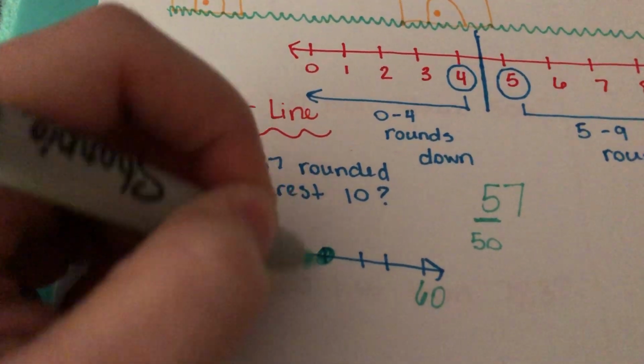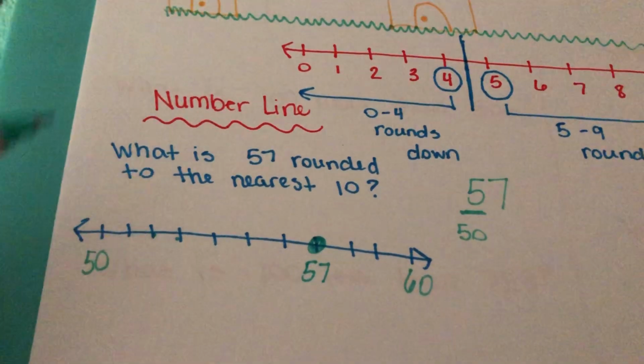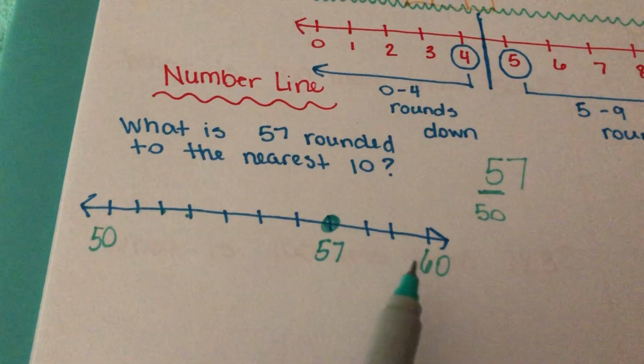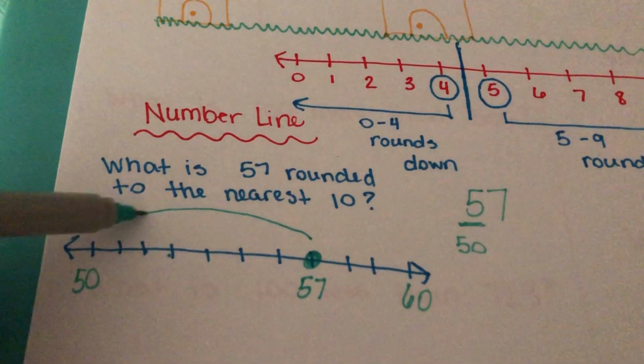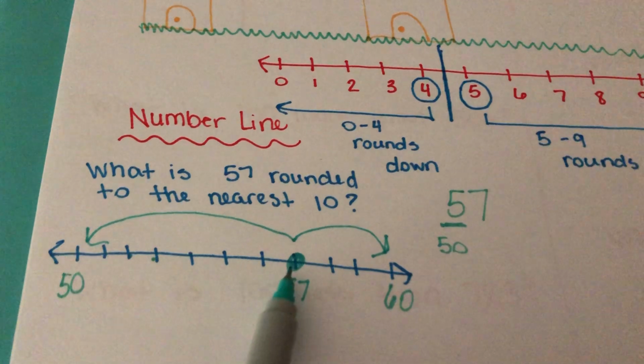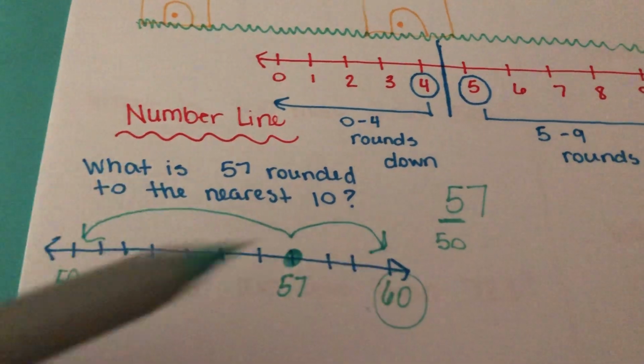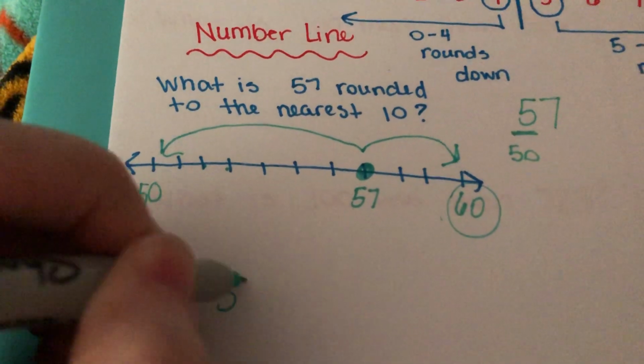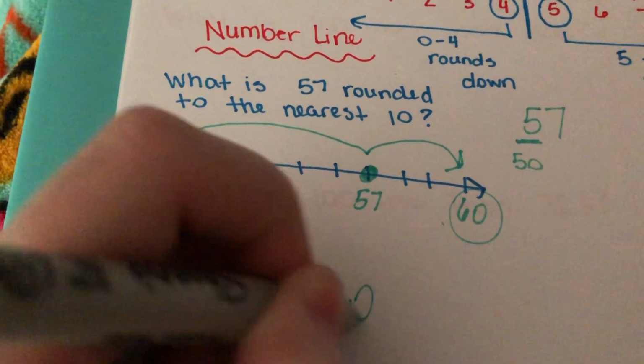Let's put a big old dot here and write 57. Now we need to just take a look. This is a very good, easy visual. We need to say, is 57 closer to 50 or is 57 closer to 60? And hopefully your child will be able to look at this and say, oh, 57 is closer to 60. Therefore, 57 to the nearest 10 equals 60.